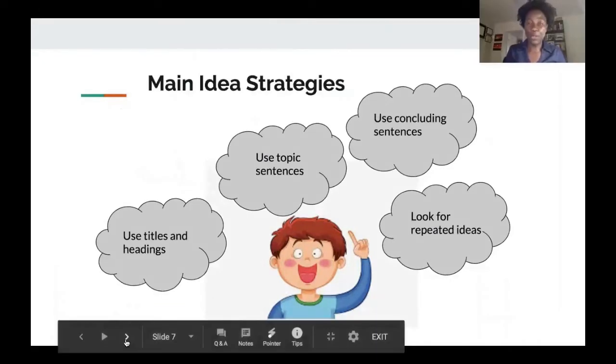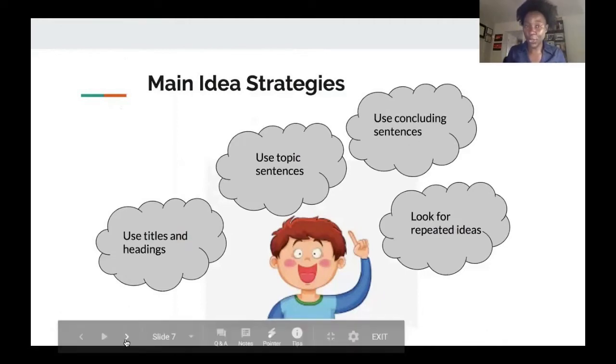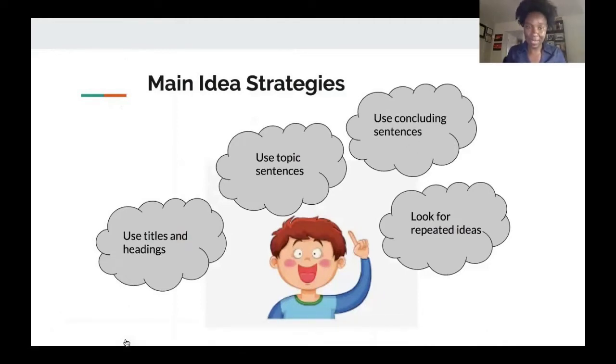Here are a few other additional strategies that we can use to help us identify the main idea. We can use titles and headings. We can use topic sentences. We can use concluding sentences. We can look for repeated ideas.